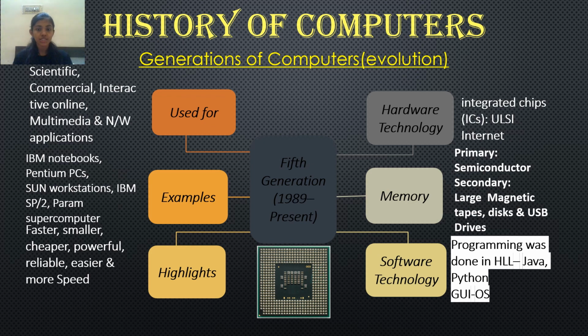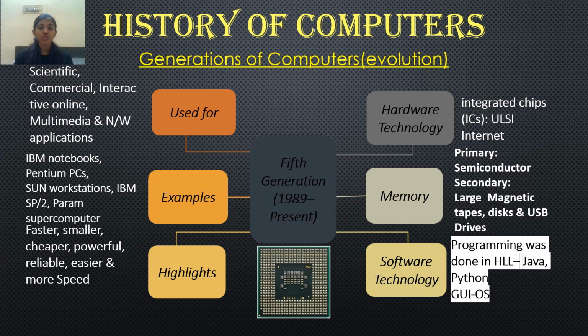Now come to fifth generation computer. It was developed in 1989 and it is used up to now. It is used for scientific, commercial, interactive, online, multimedia and new applications. The hardware technology is integrated chips, that is ULSI, internet. Memory was primary memory and secondary memory, in which primary memory consists of semiconductor and secondary memory consists of large magnetic tapes, disks and USB drives.